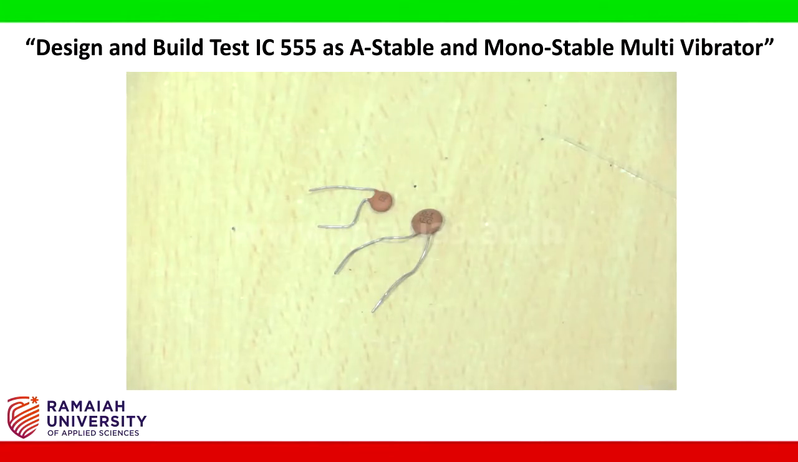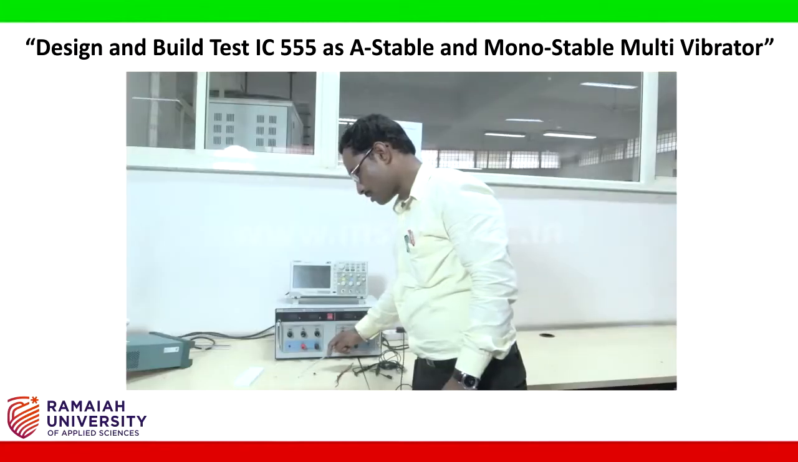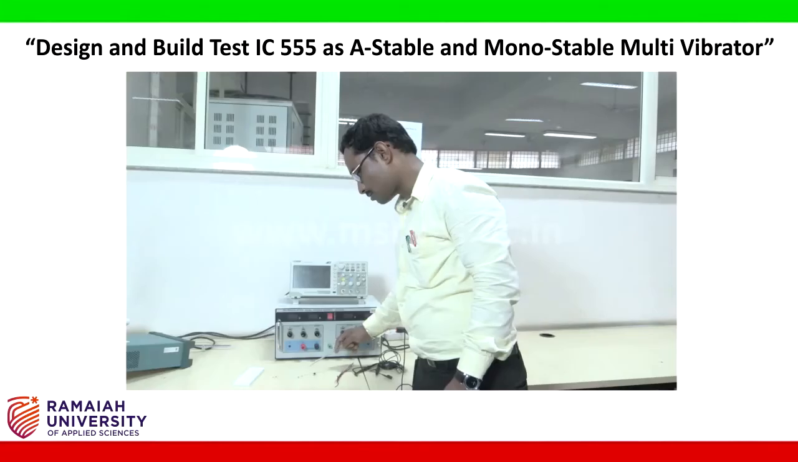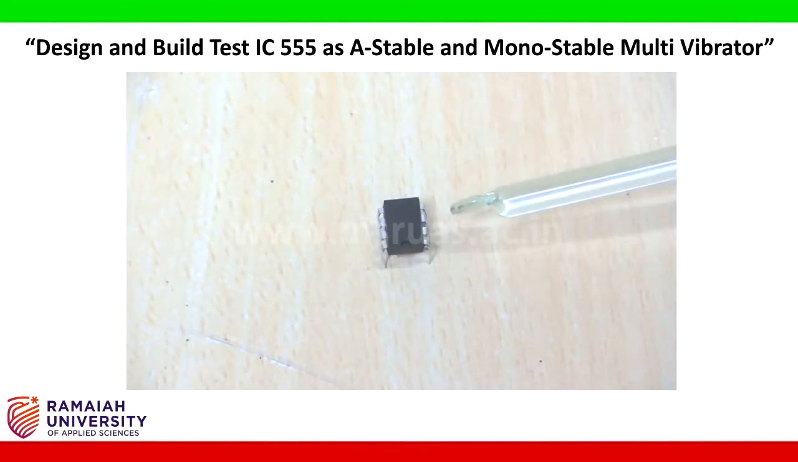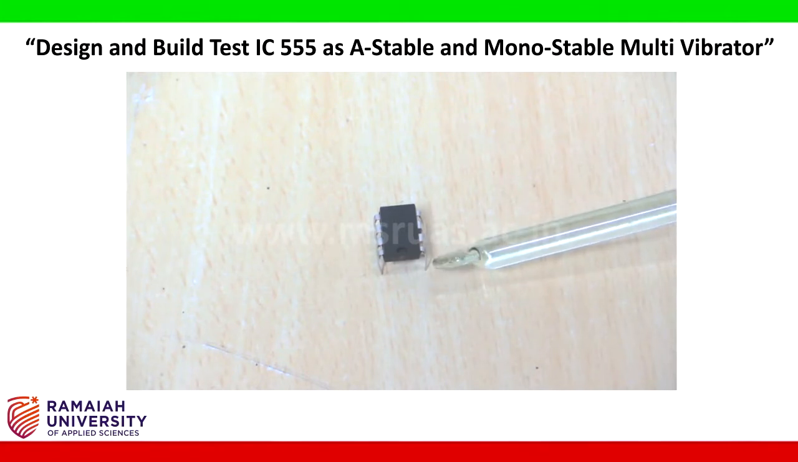Capacitors. Here we are using two capacitors. One is 0.1 microfarad, another one is 0.001 microfarad. Resistors, we are using two resistors. One is 3.6 kilo ohm and another one is 7.2 kilo ohm. This is the IC 555 timer we are using in the multivibrator experiment.